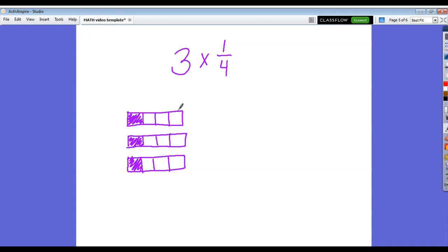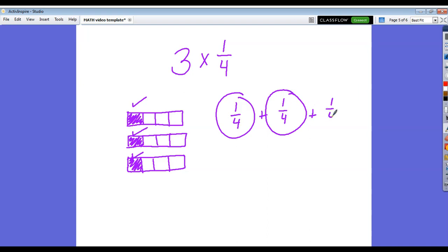So if I wanted to count them up, this would be 1/4, 2/4, and 3/4. So 3 groups of 1/4 could be 1/4, there's 1 group, plus 1/4, there's 2 groups, plus 1/4, there's 3 groups, and that will give me 3/4.